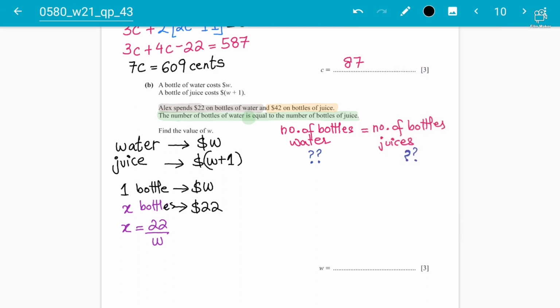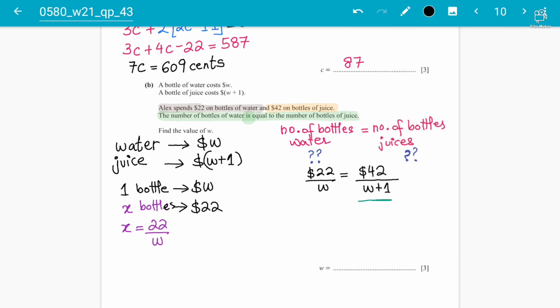So here we go, the equation is there. $22 divided by W is the number of water bottles that you are buying, okay? Then it will be equal to the number of bottles of juices. Similarly, if you are spending $42 on the bottles of juices and one bottle of juice costs you W plus $1, you divide by that, and you will get how many bottles you are going to get, okay? It's exactly the same concept that we applied on the left hand side, we're applying on the right hand side.